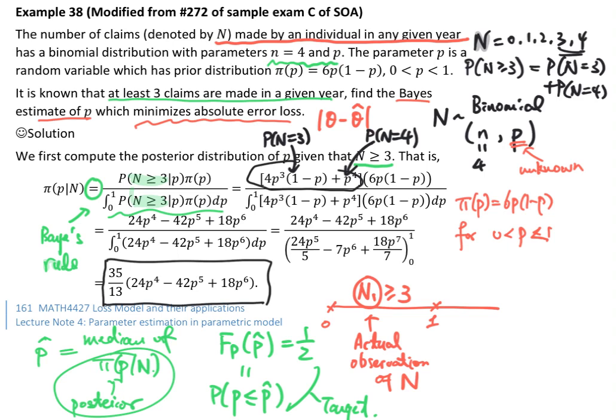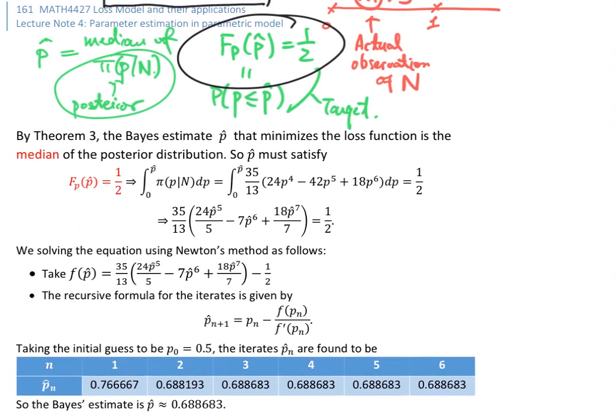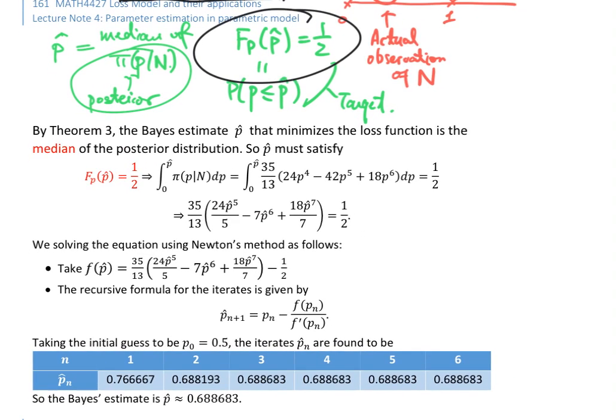Now, given this, the next thing is we try to find the p hat by solving this equation. Let us do the calculation carefully. Remember, the p hat satisfies this equation because p hat is a median, right? To calculate this probability, just integrate this PDF from 0 to p hat. Put in your posterior distribution, evaluate this integral, then this is what you get, and then you set it equal to 1/2.